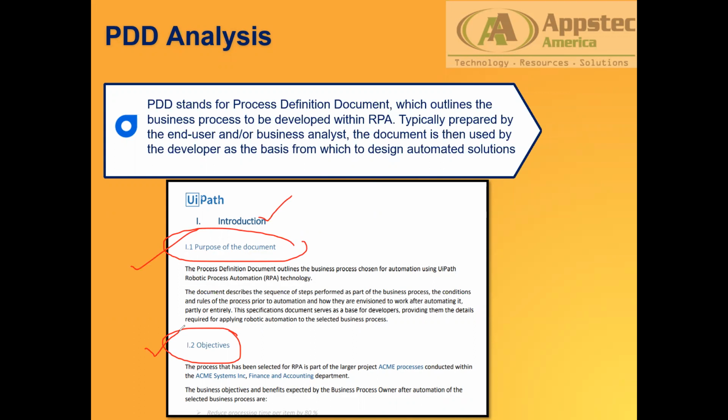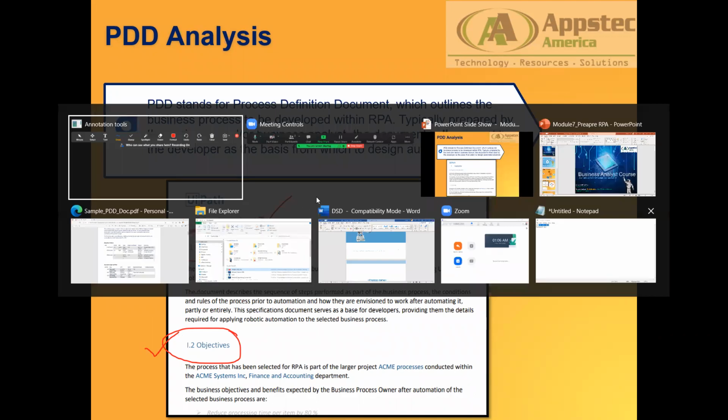So this document would eventually describe the sequence of steps performed as a part of the business process, each and every step, going up to keystroke level. Even if I'm clicking a mouse in any space, that also needs to be captured, with all the conditions and the rules of the process that are there prior to the automation, and how we envision this automation to work. Correct. So this is the task of this entire process definition document.